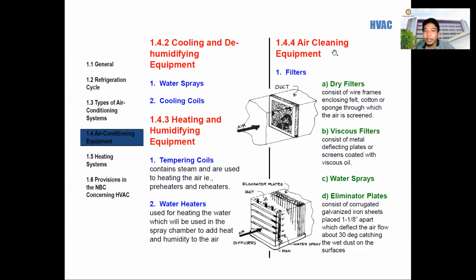And then you have, for the air cleaning equipment, the filters. There are at least 4 filters. The dry filters, which consist of a wire frame enclosing felt, cotton, or sponge through which the air is screened. And then you also have the viscous filters, which consist of metal deflecting plates or screens coated with viscous oil.